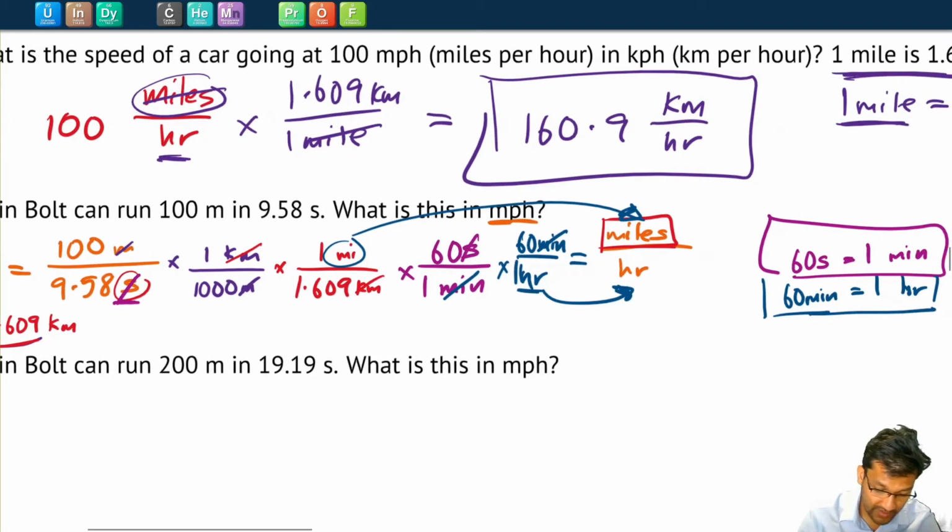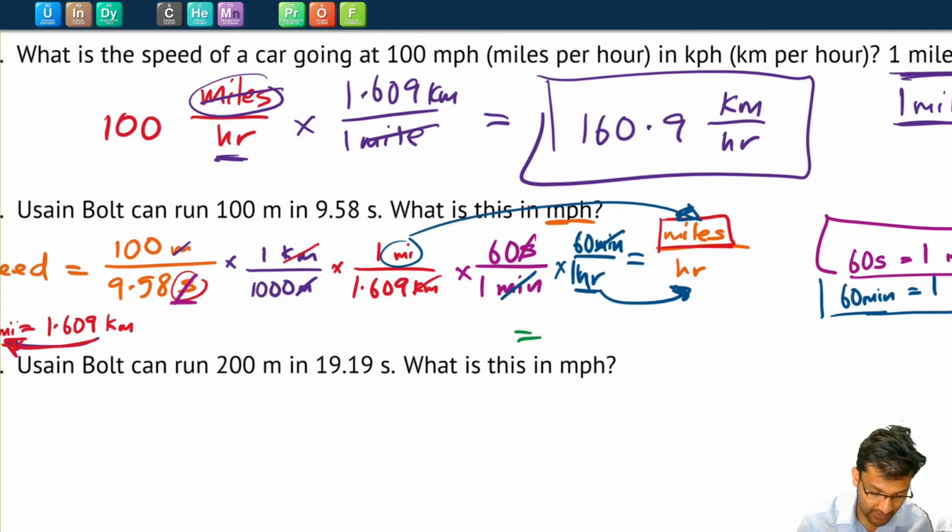If we just plug all of these into a calculator, let's do the numerator first. It's 100 times 1 times 1 times 60 times 60, divided by 9.58 times 1,000 times 1.609 times 1 times 1. And that gives us about 23.4 miles per hour.